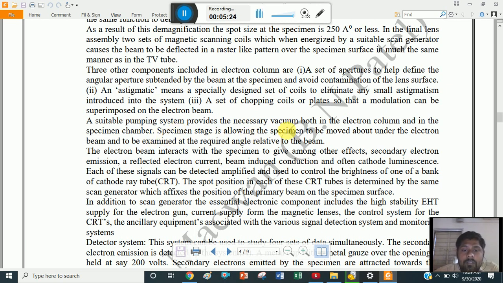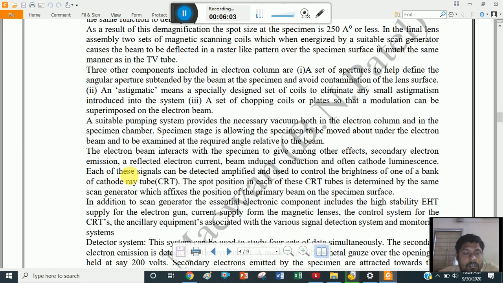The specimen stage allows the specimen to be moved about under the electron beam and to be examined at the required angle relative to the beam. The beam of electrons incident on the surface of the sample is ejected and focused on the surface by some kind of tip. The electron beam interacts with the specimen to give, among other effects, secondary electron emission, reflected electron current, beam induced conduction, and often cathodoluminescence.